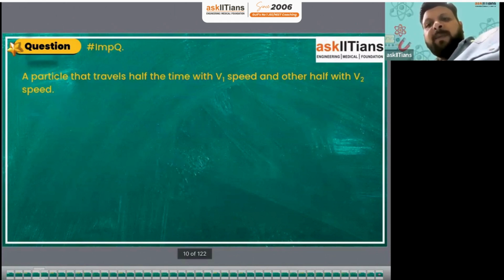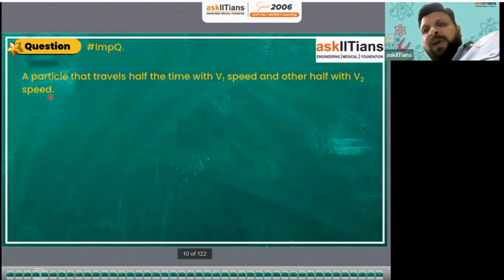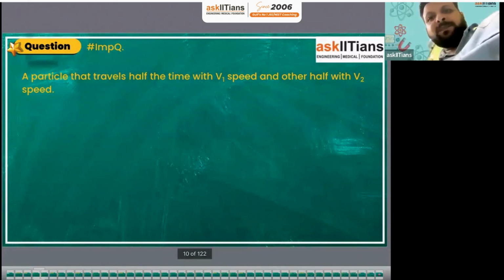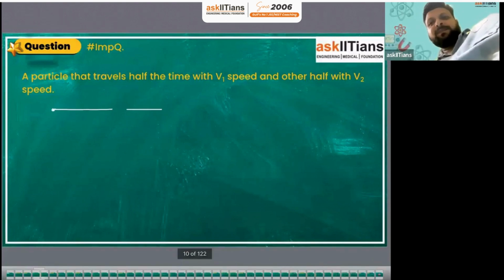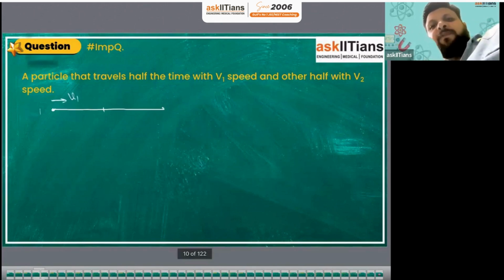Next question, a particle that travels half the time with V1 speed and other half with V2 speed. So here we are equating time. So in equal interval of time, speed is actually changing. So solving this question, now time is equal. So V1 speed from A to B and V2 speed from B to C, right?